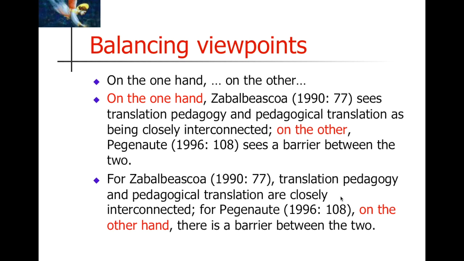Note that sometimes you can assume the first. Here's the same idea for tabalbeaskoa, da-da-da-da-da, for peganote. On the other hand, there is a barrier between the two. Here, I'm only using the second "on the other hand," but it implies that the first one could have been there, and that's okay as well. Very rarely would you have to actually spell out "on the one hand, on the other hand."